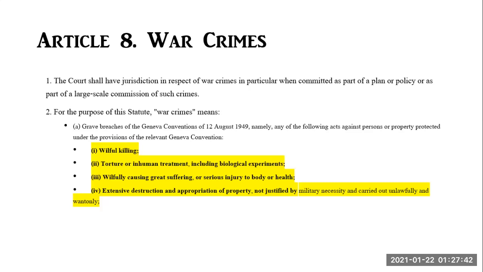So war crimes mean willful killing, torture or inhumane treatment, including biological experiments, willfully causing great suffering or serious injury to body or health, and extensive destruction and appropriation of property not justified by military necessity and carried out unlawfully and wantonly.